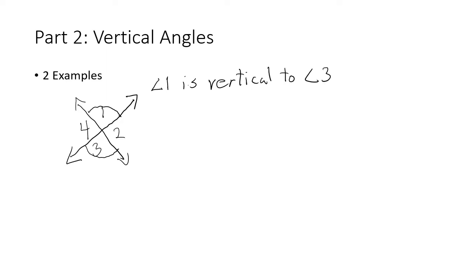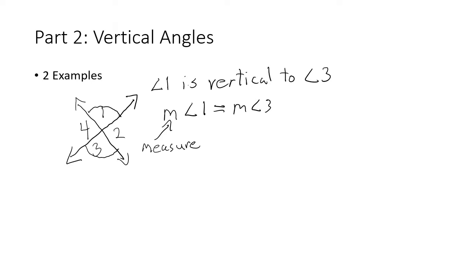Now, why this is significant is because what we find out is that angle 1 being vertical to angle 3 means that they're the same measure. So what I can say is that the measure of angle 1 is equal to the measure of angle 3. Whenever you see an m in front of the angle symbol, that's referring to the measure or the value itself. So I'm saying whatever the angle measure of 1 is, if it's 60, then the measure of angle 3 is also 60.